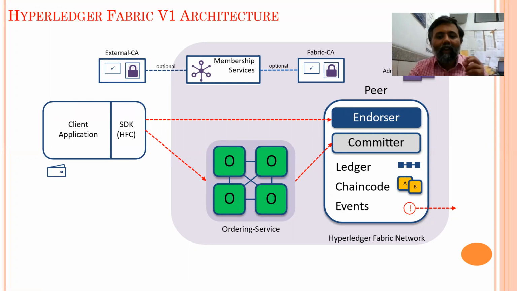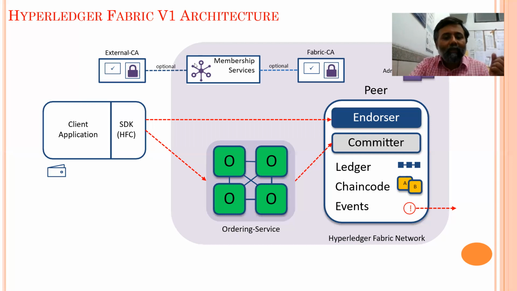So these are some key elements we have: endorser, committer, and a ledger. I have talked about the ledger in the previous video. If you're not aware, then please see the previous video. Then there is chain code. On Hyperledger Fabric, we use the term chain code, which is nothing but the smart contract. And then events. I talked about events in the previous video lecture, so if you're not aware, please see that.